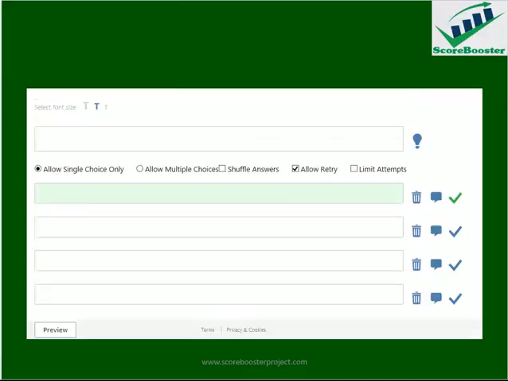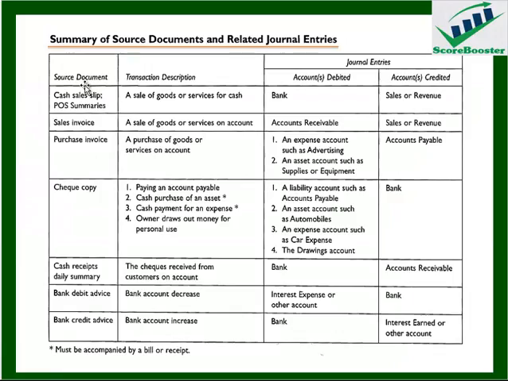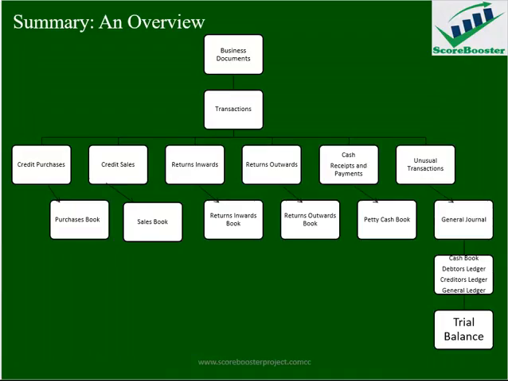So to summarize this particular lecture, I would like to look at this. If you look at the source book, these are my source documents. Please take note of that. This is the mini summary of what we have discussed: how we record them in the form of journal or ledger, debit and credit. The business document is here, upon which I have transactions. Then you can see credit purchases, purchases day book, credit sales, sales day book, returns inward day book, returns outward day book, cash receipts and payments, petty cash, and unusual transactions that are not part of what we have mentioned here, then the general journal. The general journal goes to the cash book, debtors ledger, creditors ledger, and also to the general ledger.